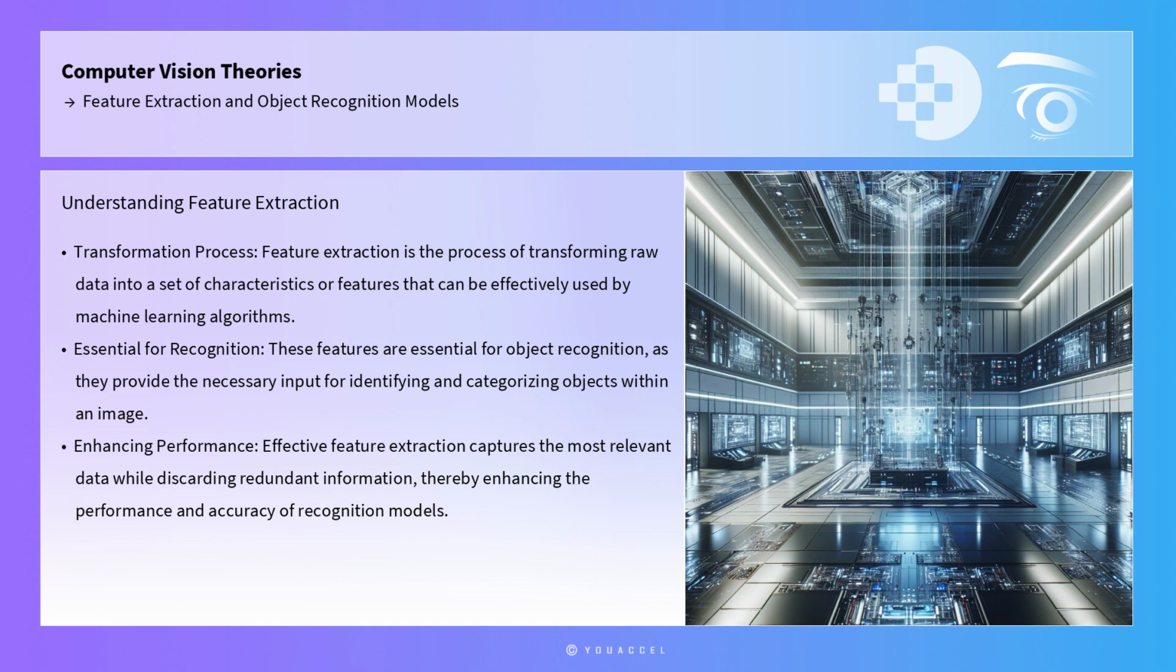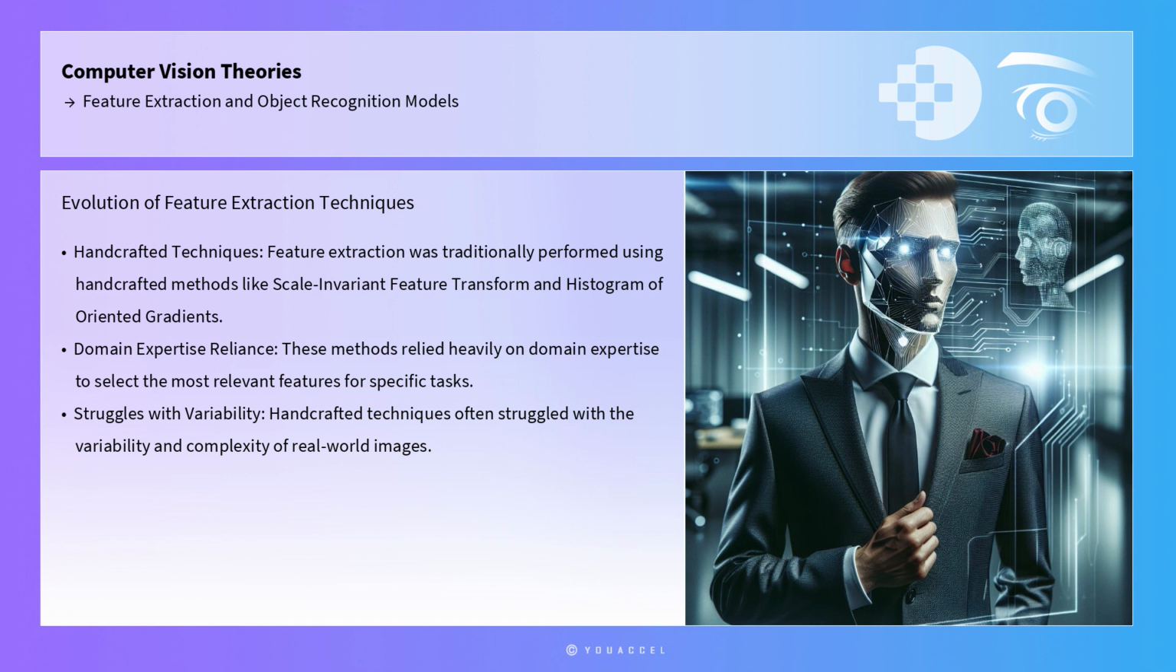recognition models. Traditionally, feature extraction was performed using handcrafted techniques such as scale-invariant feature transform and histogram of oriented gradients. These methods focused on identifying key points and edges in images, relying heavily on domain expertise to select the most relevant features for specific tasks. However, these approaches often struggled with the variability and complexity of real-world images, limiting their applicability in dynamic environments.